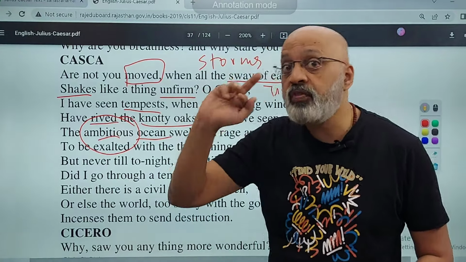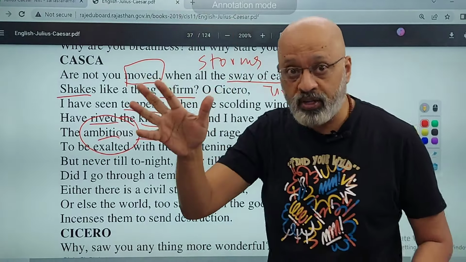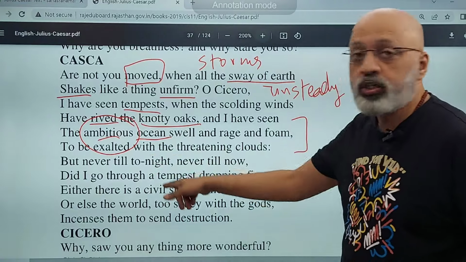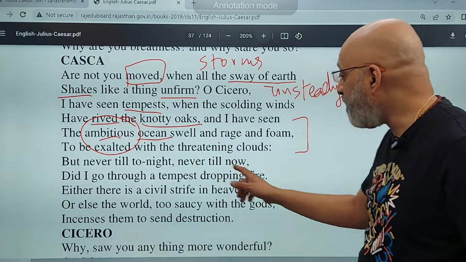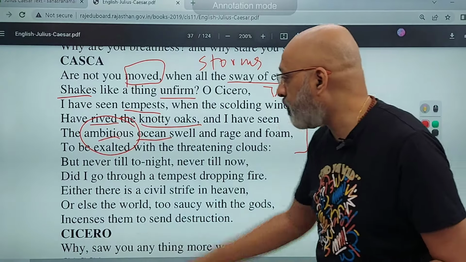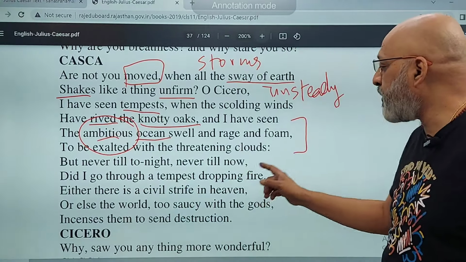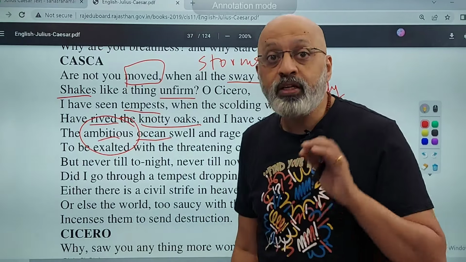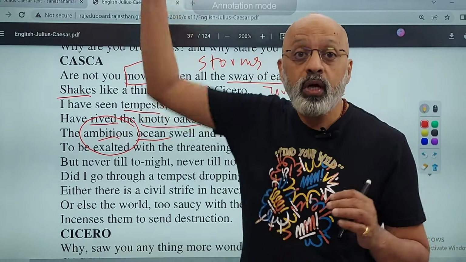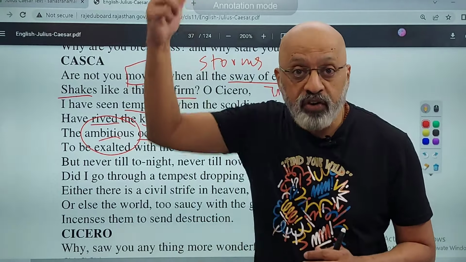But today what's happening is even more than that. I've seen so much, right? But never till tonight. Till tonight, never till now, right now, this moment, did I go through a tempest dropping fire. I have never seen a storm that drops fire. He's referring to thunderbolts.